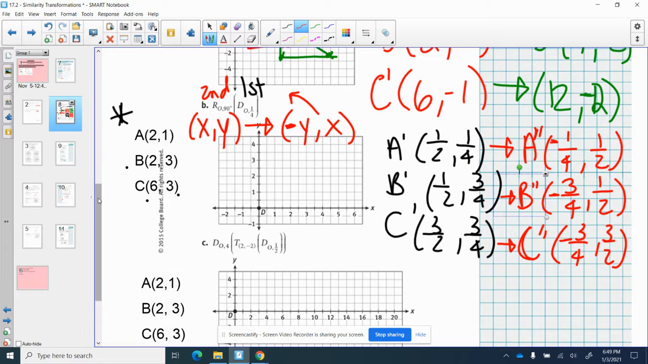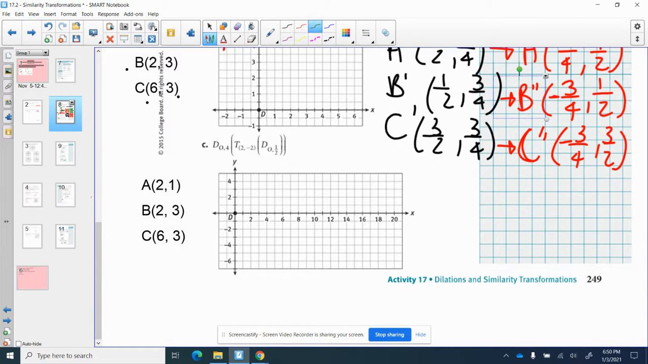Okay. Now, last but not least, what we're going to see here is a 3-part composition where we're not only dilating, but then we're translating to the right 2 and down 2, and then we're dilating again. So again, we can keep going with these transformations. Always start with the rightmost, and then we can keep moving on with our transformations.